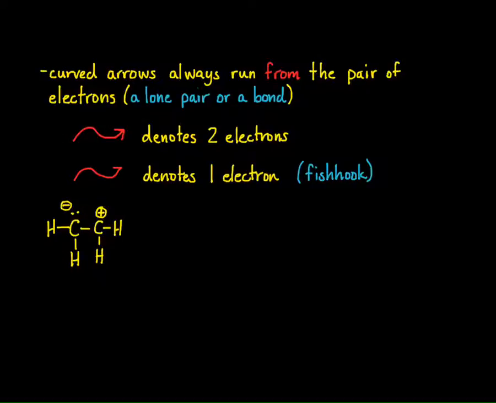And of course, this isn't going to be very stable. 1, because the carbon on the right doesn't have an octet of electrons. 2, because we have a separation of charge. So what can we do? Well, we can donate that pair of electrons to form a new bond between the 2 carbons. So notice where my arrow is going. It's going from the pair of electrons to the bond. And I can draw a new structure, and that structure shows that new bond forming.